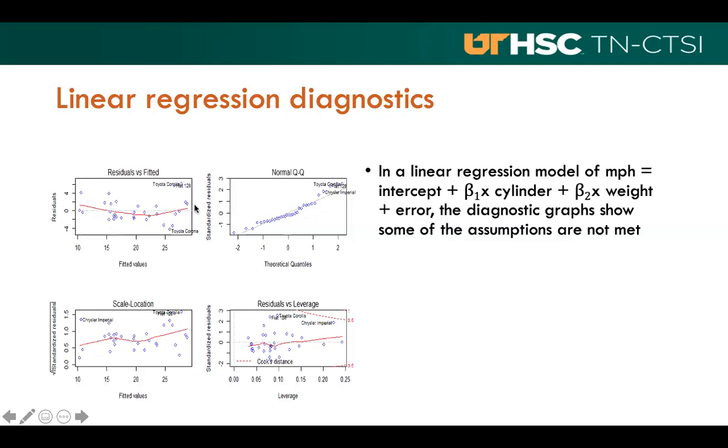And we said if linearity holds, this red line should be straight on the residual equals 0. In this case, it shows some curvature, which means it deviates from the assumptions of linear association.